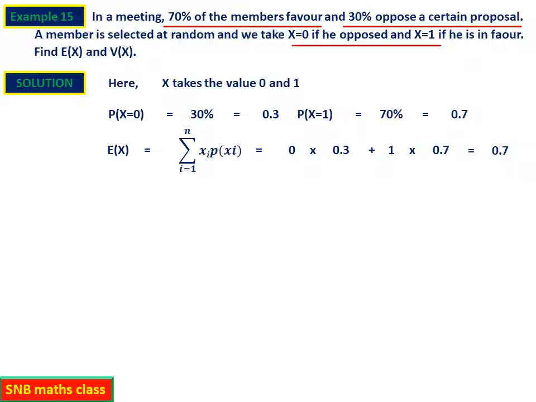So the total is 0.7. So 0.7 is the value. Next, what do you have to calculate? Sigma xi square p(xi), the second formula you are using. So 0 square is 0 only, it is 0.3, plus 1 square is 1 only, into 0.7. So that is also 0.7. That means you see here, sigma xi square p(xi) is also the same.